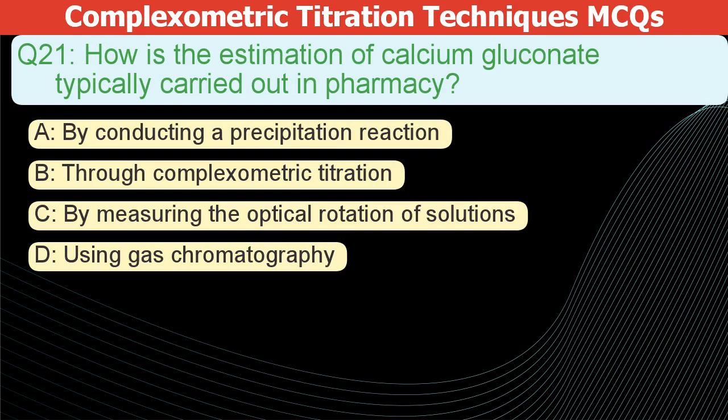How is the estimation of calcium gluconate typically carried out in pharmacy? A. By conducting a precipitation reaction. B. Through complexometric titration. C. By measuring the optical rotation of solutions. D. Using gas chromatography.